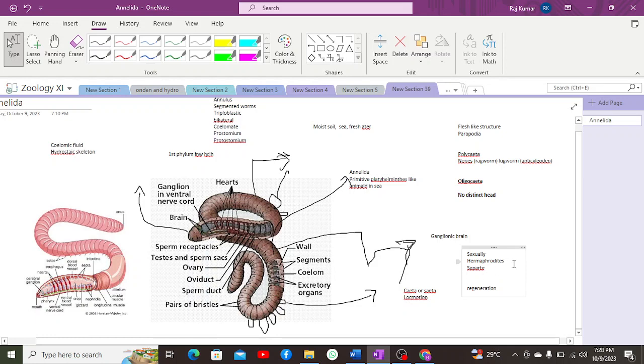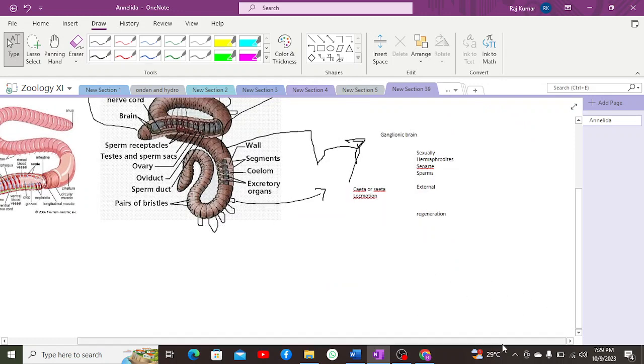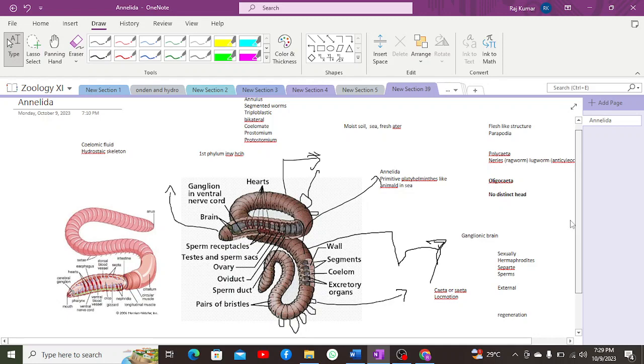Hermaphrodites have the example of the earthworm, whose scientific name is Lumbricus, Pheretima. It has a reproductive system in which sperms and ova are present, and the fertilization which takes place is external fertilization. There are also reproductive organs such as sperm duct, oviduct, ovary, testes, and sperm sacs present in their structure.